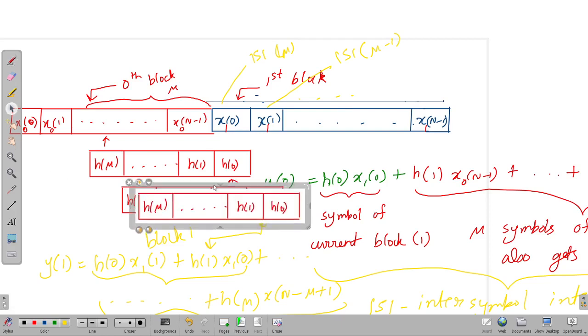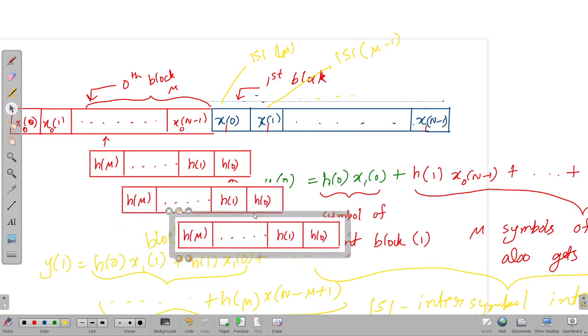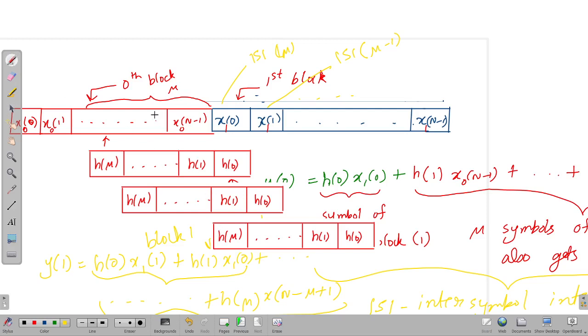This impulse response, after each of the time instants, can reach this point where you don't have inter-symbol interference from the previous block. You have all the symbols from this block. So I'm asking you, how many symbols got affected by inter-symbol interference?